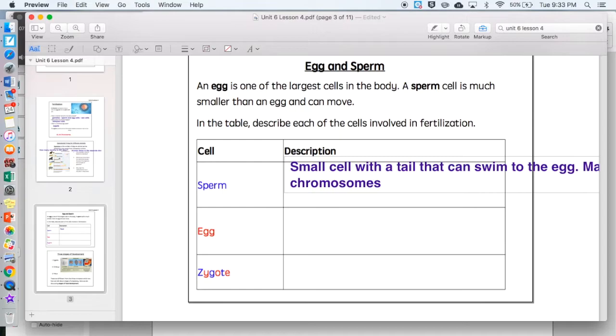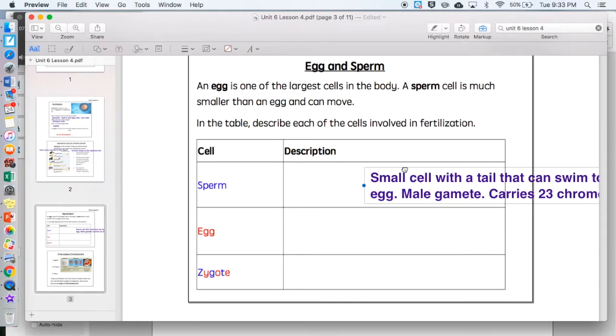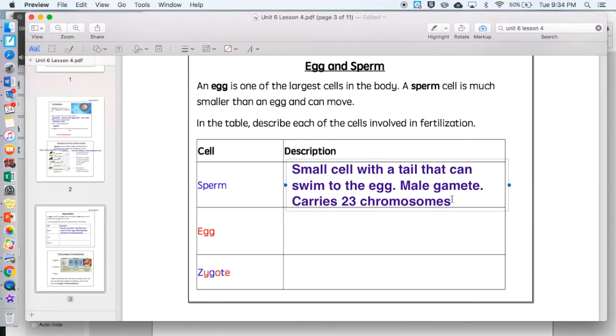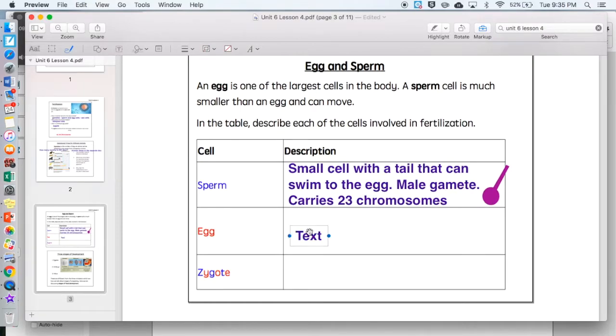Anyone know how many chromosomes the sperm cell carries? Go ahead and write that in if you happen to know. Think about it. We just talked about 46. And if you need a sperm and an egg cell to make a complete zygote, those cells are both going to carry 23 chromosomes. So, the sperm is a small cell with a tail that can swim to the egg. It's the male gamete. It carries 23 chromosomes, and you can go ahead and draw yourself a diagram too. There it is. Okay, that's not really the most accurate sperm, but it's better than nothing. Try your best.